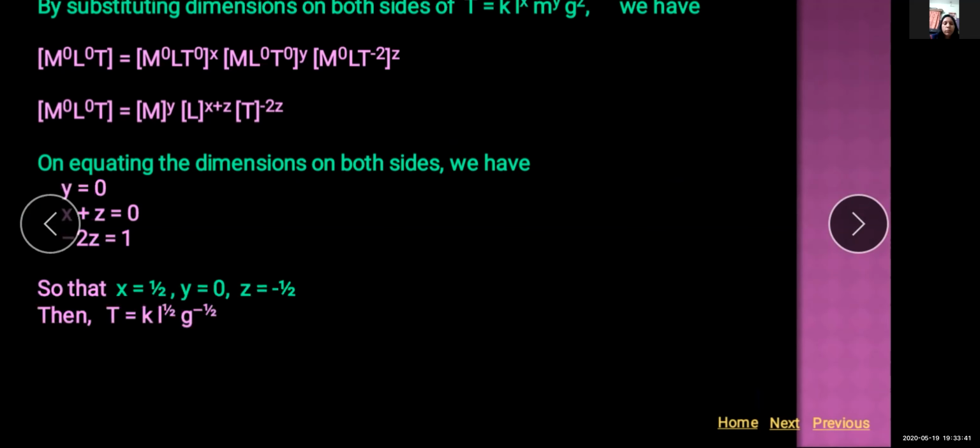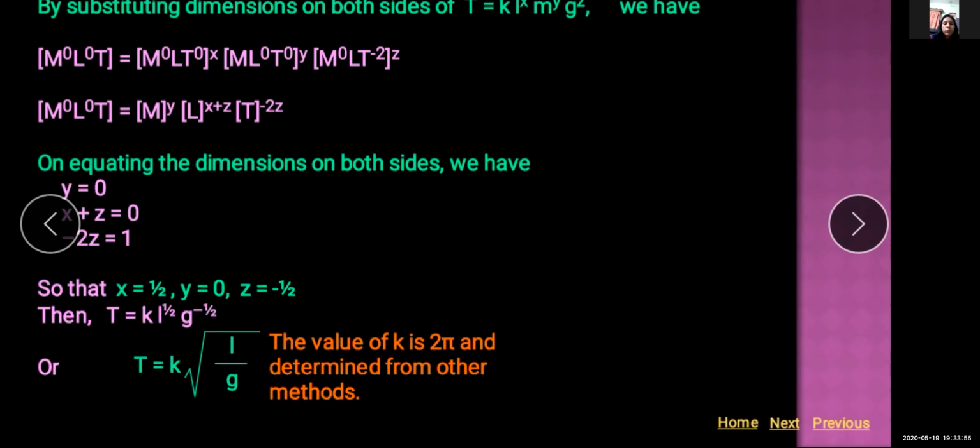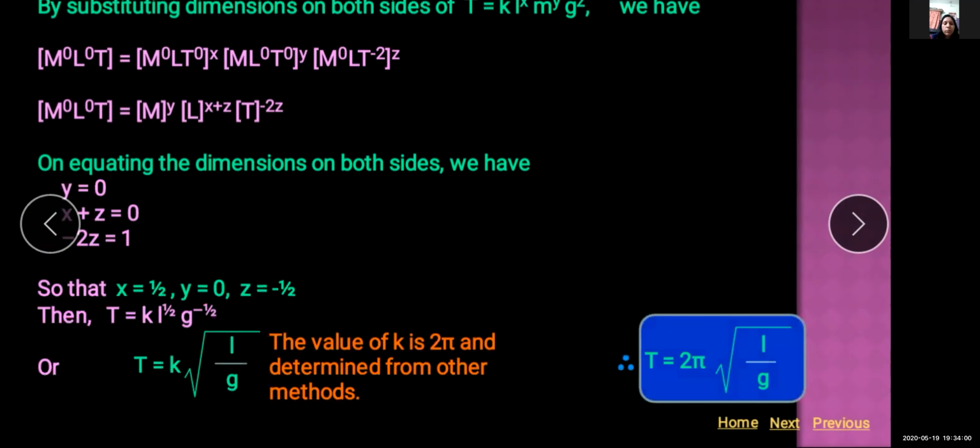Put these values in the first equation. So we will get T equal to k L^(1/2) g^(-1/2), or we can write T equal to k under root L upon g. The value of k is 2 pi, determined from another method. So the formula is T equal to 2 pi under root L upon g. That's how we have found the relation between the quantities. We have found the formula of the time period by the dimensional method. So I hope this is clear to you.